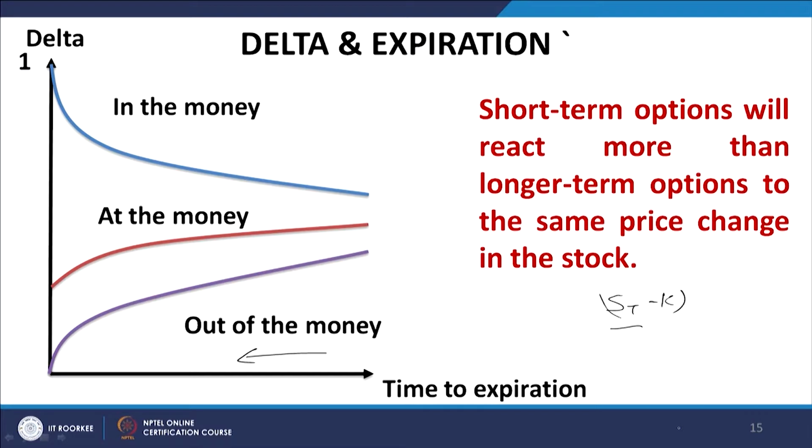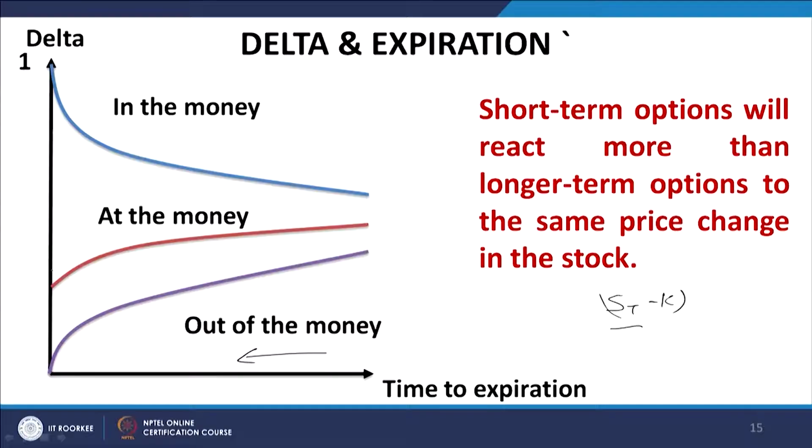However, for at the money options, the delta is again fluctuating or changing rapidly, but it is not necessarily moving upwards. It could move down, it could move upwards also. The tendency is usually to move down.